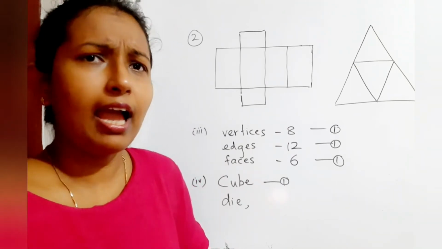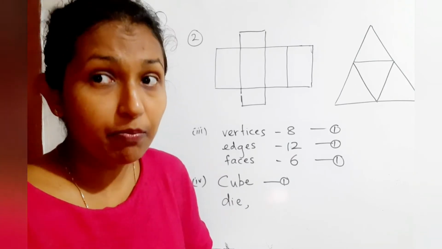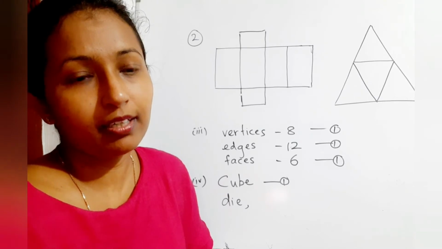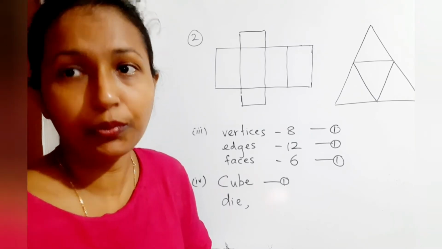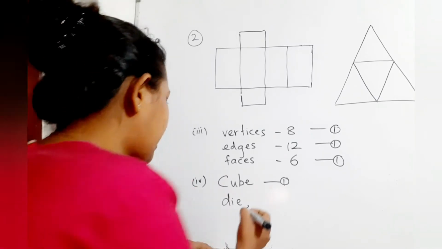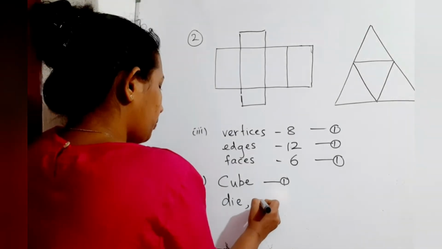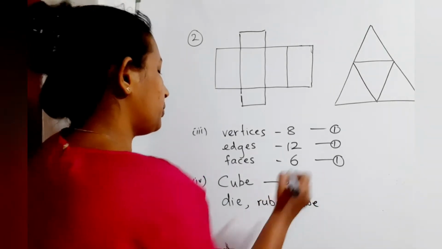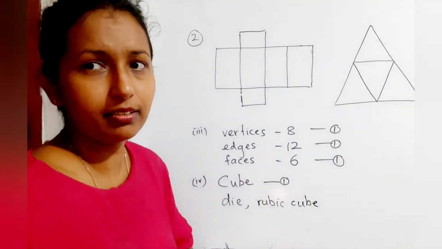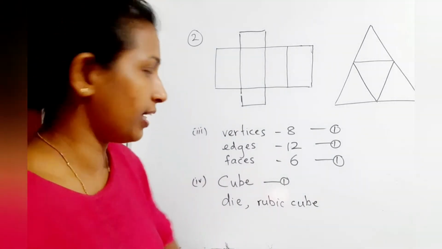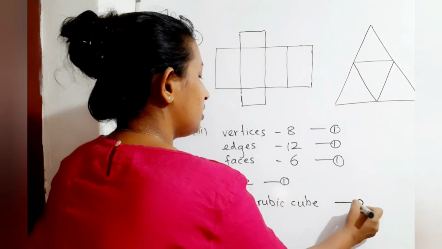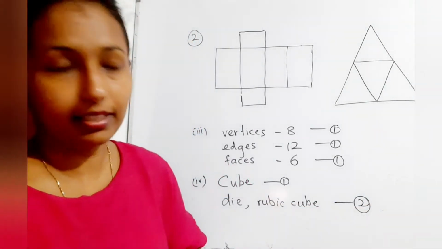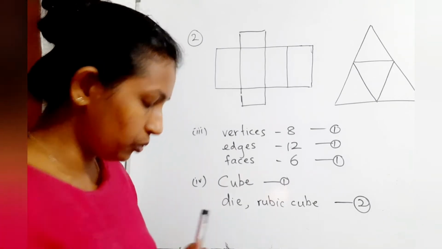Rubik's cube. And some boxes, toy boxes, likewise you can write. I will write here Rubik's cube. You can write other correct examples. Okay. Then you will be given 2 marks for that one, 1, 1, 2. Like that. You will be given 2 marks.